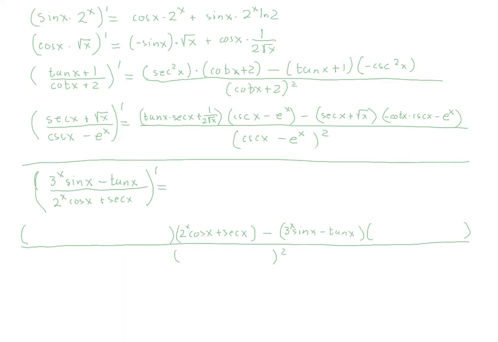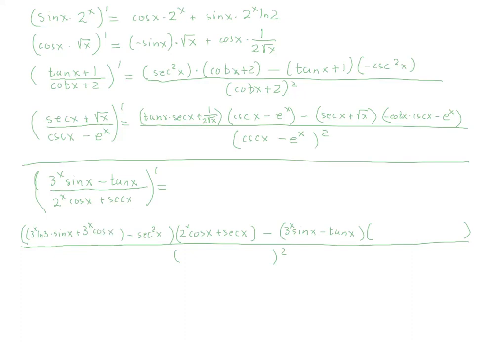And on the first parenthesis, we have to put the product rule for 3 to the x times sine x minus the derivative of tangent x, which is secant square of x. So what is the product rule for 3 to the x times sine x? It's going to be 3 to the x ln 3, derivative of the first, times the second, plus the first times the derivative of the second, which is cosine x.